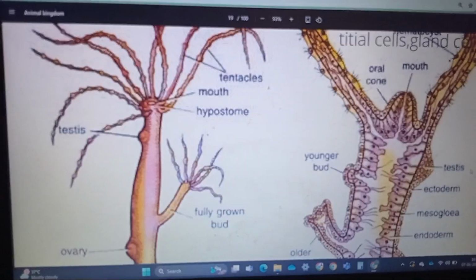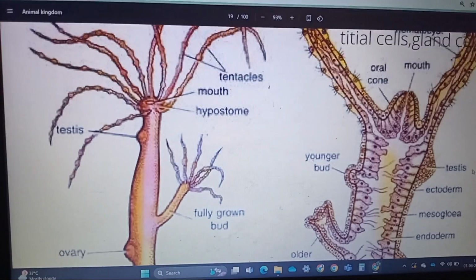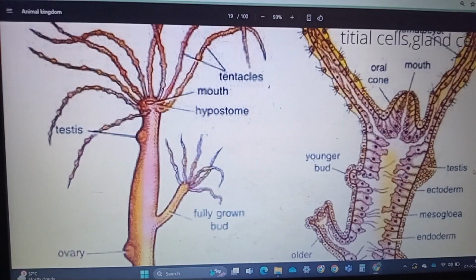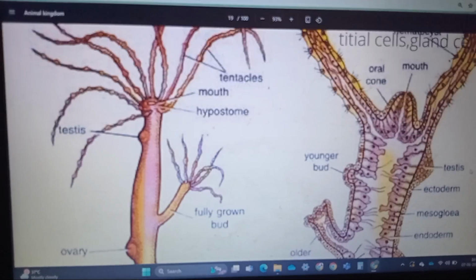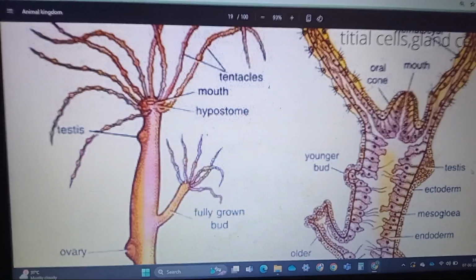In the Hydra, there occur two forms of the Coelenterata. One is the polyp form and the other is the medusa form. Here this is the polyp form.